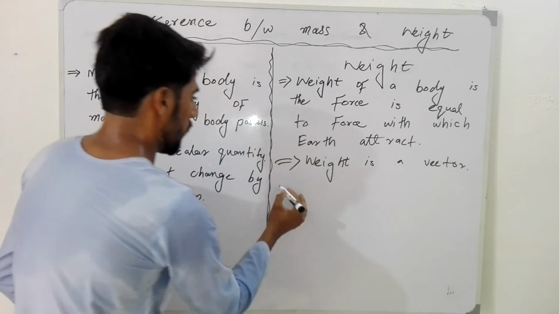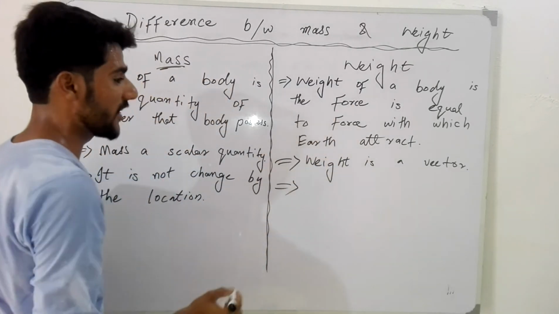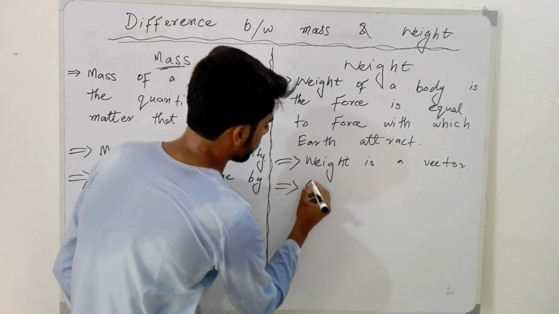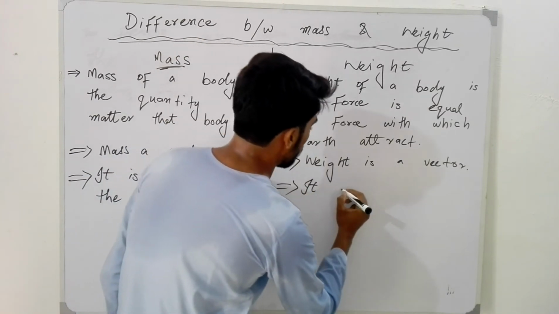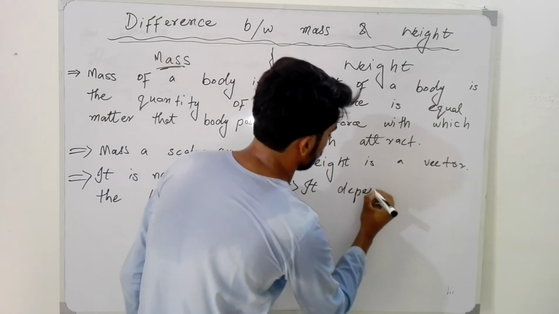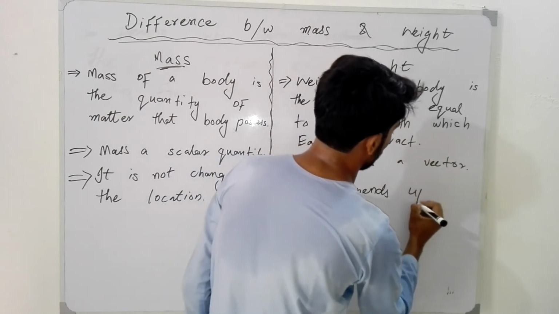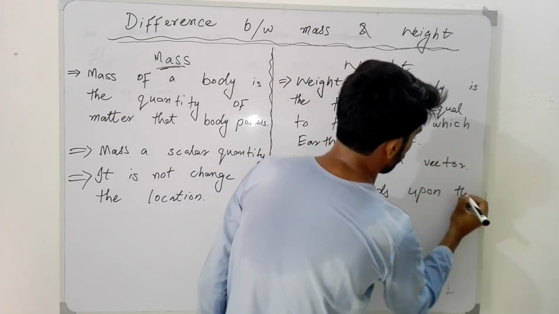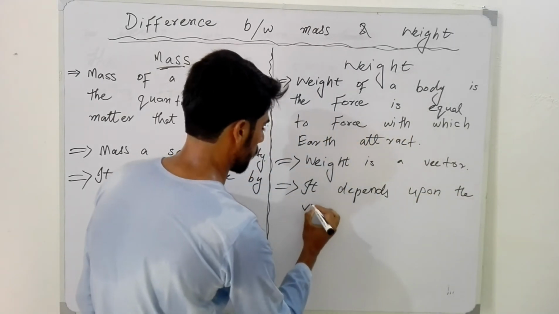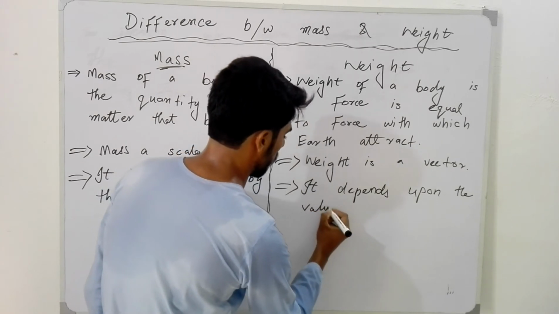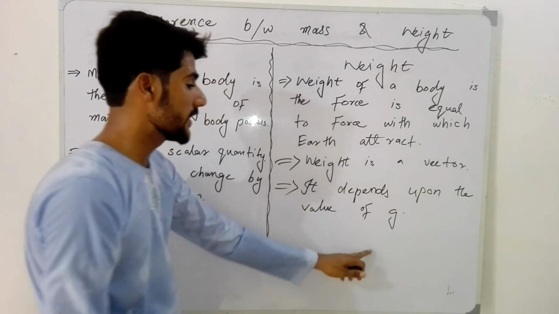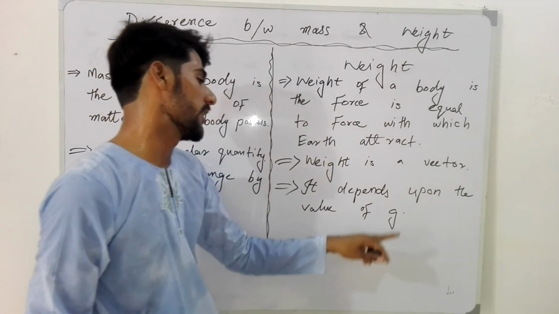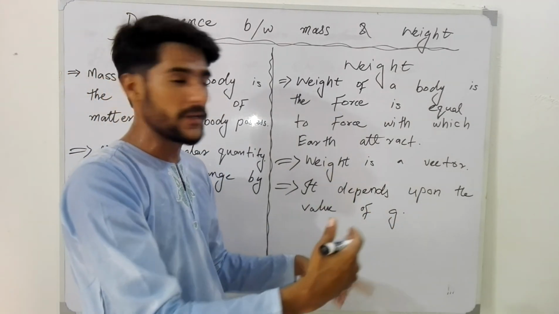Now we come to the weight. It varies. Weight depends upon the value of g, that is, g is the gravitational acceleration. It varies from place to place.